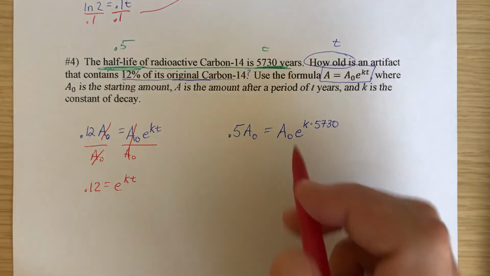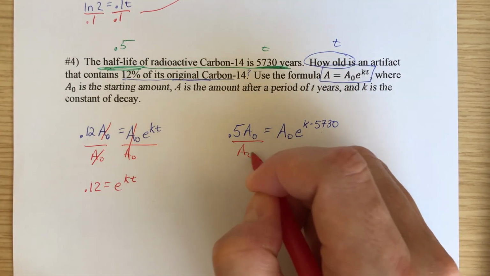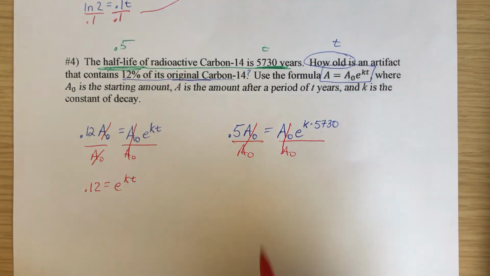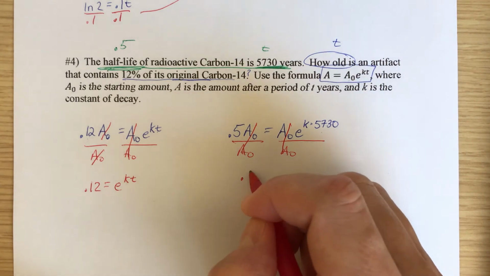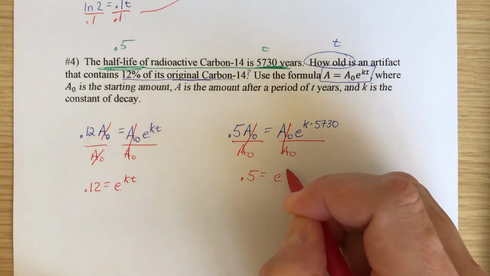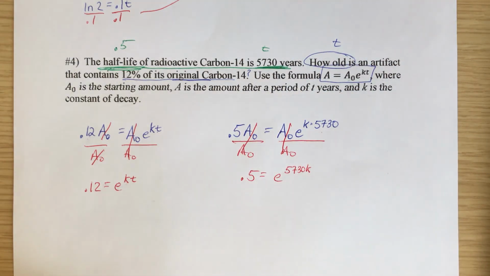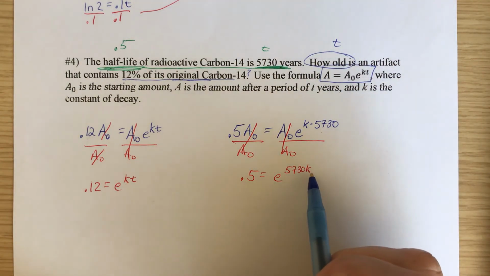So let's figure this out. Let's divide out the A sub 0, because it doesn't matter the original amount. These will be the same. We get 0.5 equals E raised to the 5,730 times K. The variable is in the exponent. Let's get it out of there.